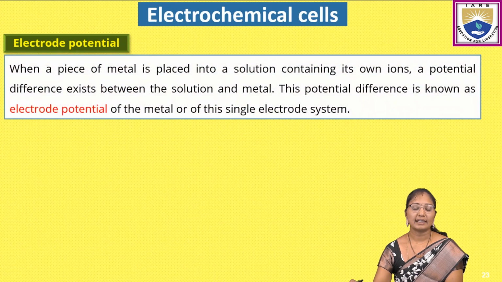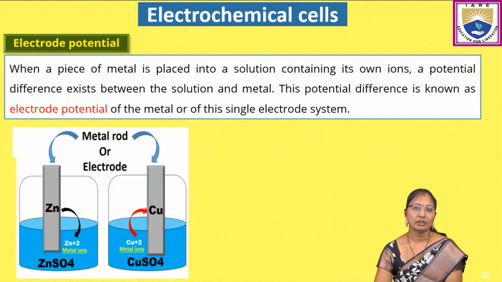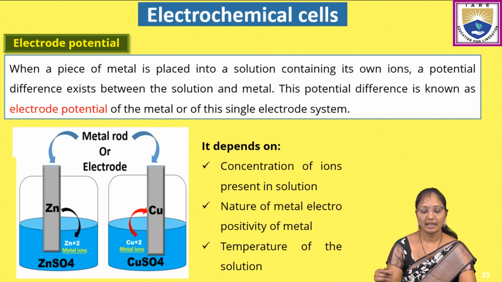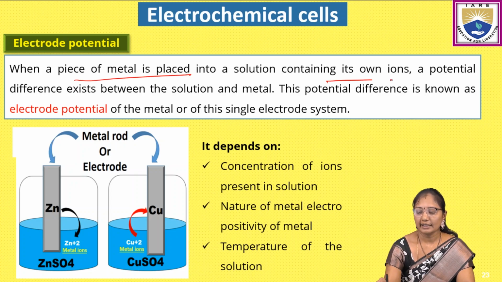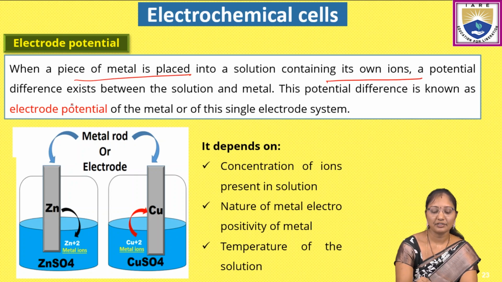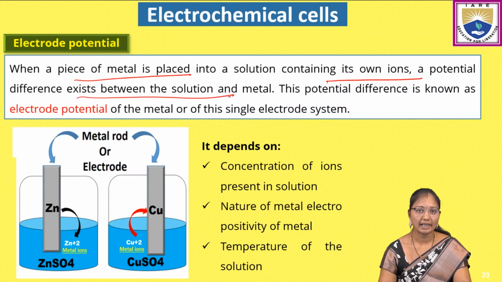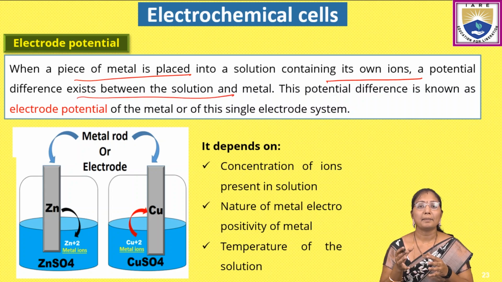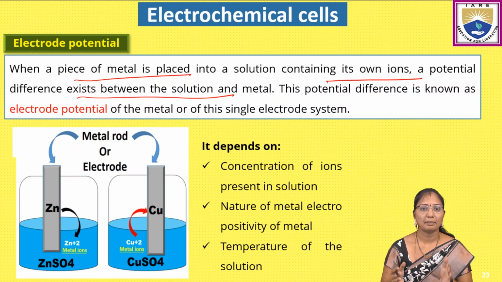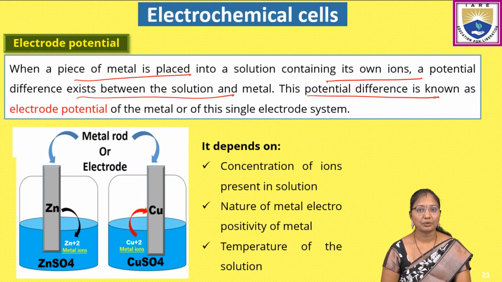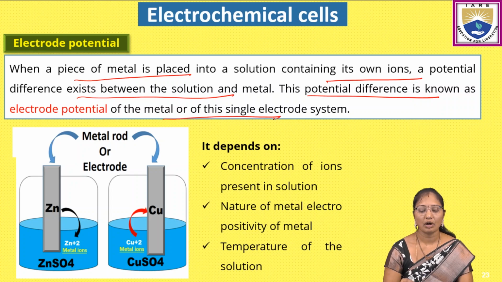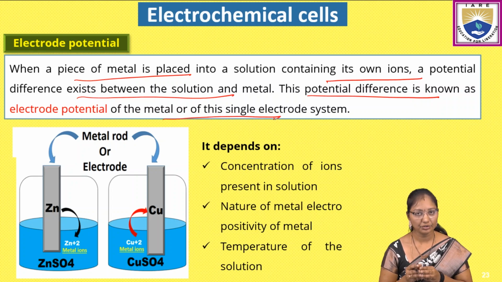So what is the electrode potential? The electrode potential is when a piece of metal is placed into a solution containing its own ions, a potential difference exists between the solution and the metal. So there will be an electrode potential between the metal and the solution. That difference is known as the electrode potential of the metal or of this single electrode system.